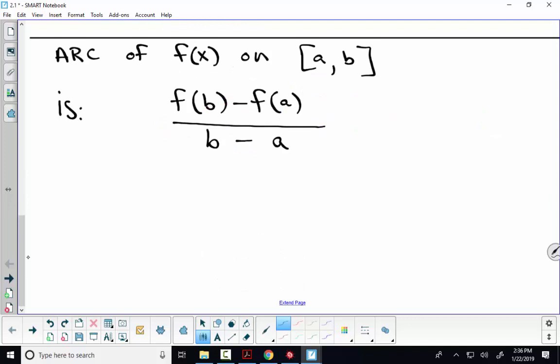So again, depending on the context, we're going to refer to that as the average rate of change, or we could refer to that as the slope of the secant line. So we'll denote the slope of the secant as m sub secant.